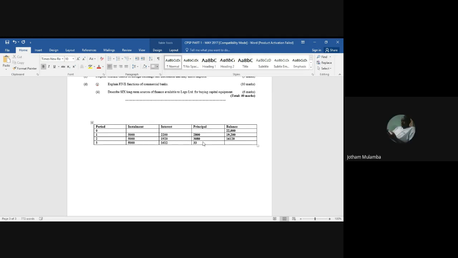3,388. So now, to get the balance on the loan, we do 16,120 minus 3,388. How much do you get? 12,732. Very well. We move on.